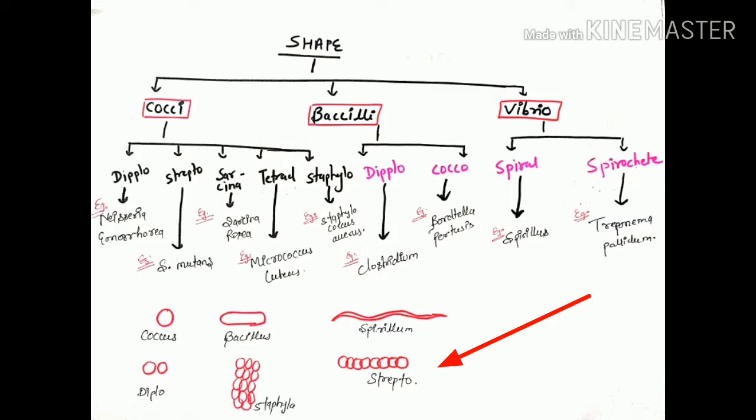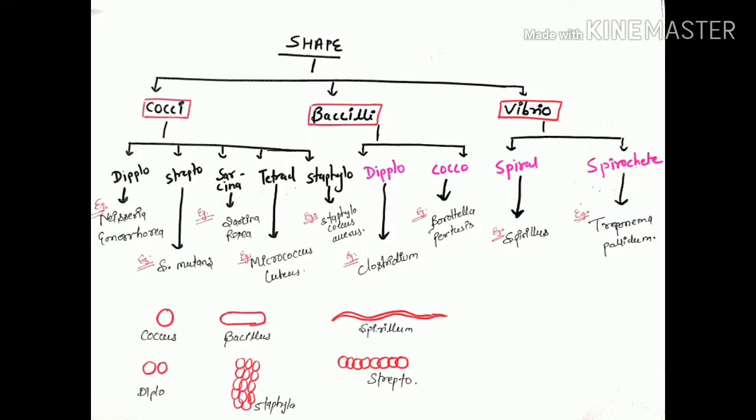So first let's talk about the cocci. You can see the coccus structure, it's a circular structure. It is further divided into five classes. First is diplococcus, second is streptococcus, third is tetracocci, fourth is staphylococci, and fifth is sarcina. Okay, you can see. So let's talk about what diplococcus is.